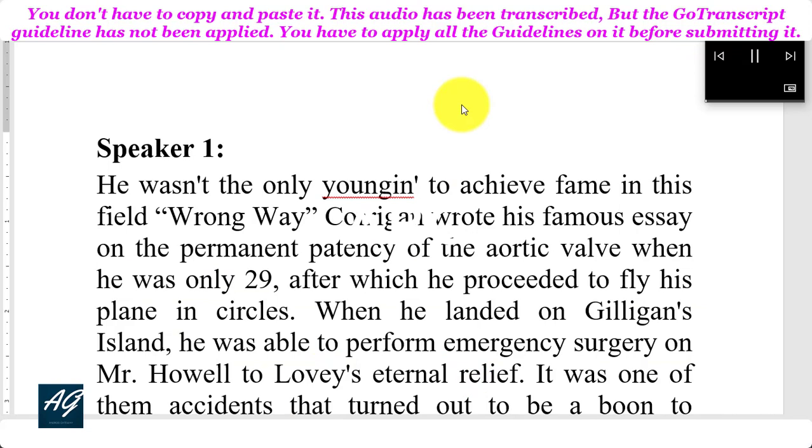This audio is used for the transcriber test at GoTranscript. He wasn't the only young'un to achieve fame in this field. Wrongway Corrigan wrote his famous essay on the permanent patency of the aortic valve when he was only 29, after which he proceeded to fly his plane in circles. When he landed on Gilligan's Island, he was able to perform emergency surgery on Mr. Howell to Lovey's eternal relief. It was one of them accidents that turned out to be a boon to humanity.